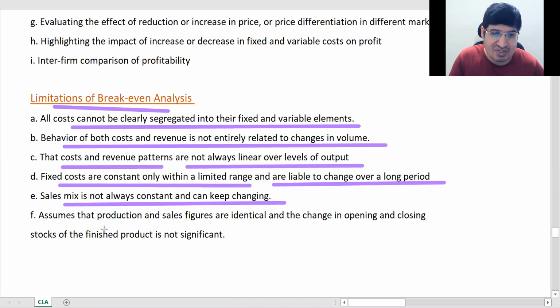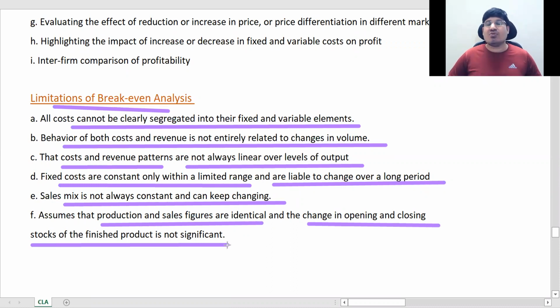ठीक है, assumption that production and sales figures are identical and change. हाँ, इसमें जो है ना opening और closing stock का जो difference है उसको that is ignored in marginal costing. Okay, but there can be a huge difference in opening and closing stock जिससे ये change हो सकता है situation. Okay, right? So ये आपके these are the main limitations.